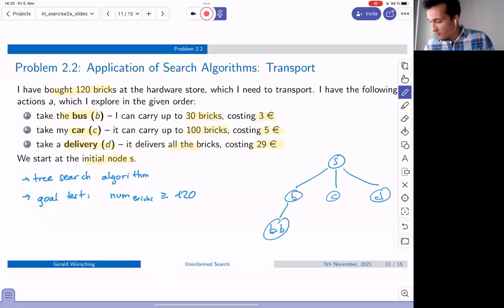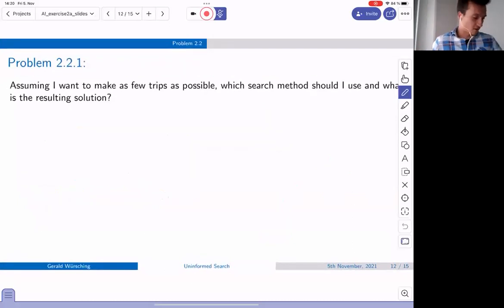Okay, then I think we're ready to start. So we can start with the first exercise, which is basically a Tweedback question. So Dao-E, maybe you could post the Tweedback link again, and we start the poll. The question is, in this case, if you want to make as few trips as possible, which search method should you use?